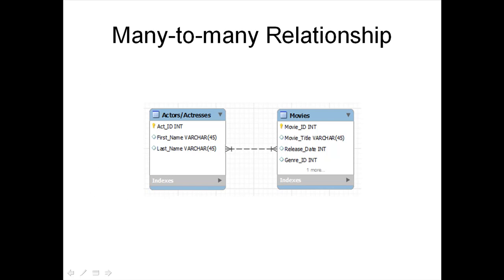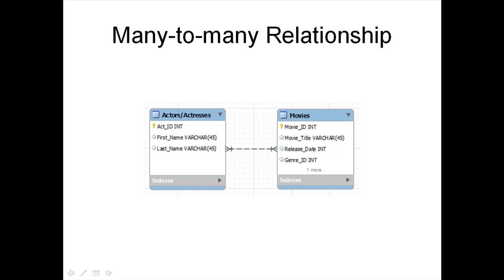A many-to-many relationship is a relationship where each record in table A can potentially correspond to many records in table B, and each record in table B can potentially correspond to many records in table A. An example for this would be the relationship between an actors/actresses table and the movies table. Here, each actor and actress may appear in many movies, and each movie may involve many actors and actresses.